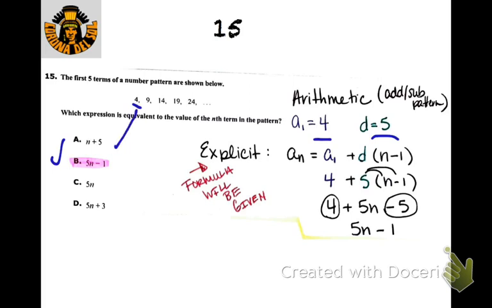if you plug in n equals 1, that actually gives you 4. Plug in n equals 2 and see if that actually gives you 9, and it does, so it's a valid equation. It's called an explicit formula or explicit rule.